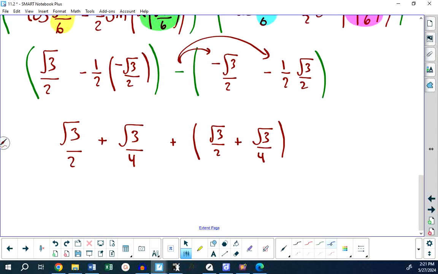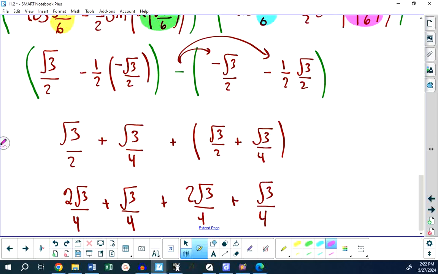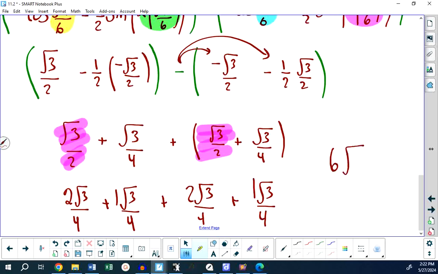So what do we have? Well, I was going to put the root 3 over 2's together and say root 3, but we're going to need to add them as fractions. So I would say this is 2 root 3 over 4 plus root 3 over 4 plus 2 root 3 over 4 plus root 3 over 4. All I'm doing here, everyone, is I'm taking these and putting them over a denominator of 4. So then I have 2 plus 1 plus 2 plus 1 is 6. Root 3 over 4.